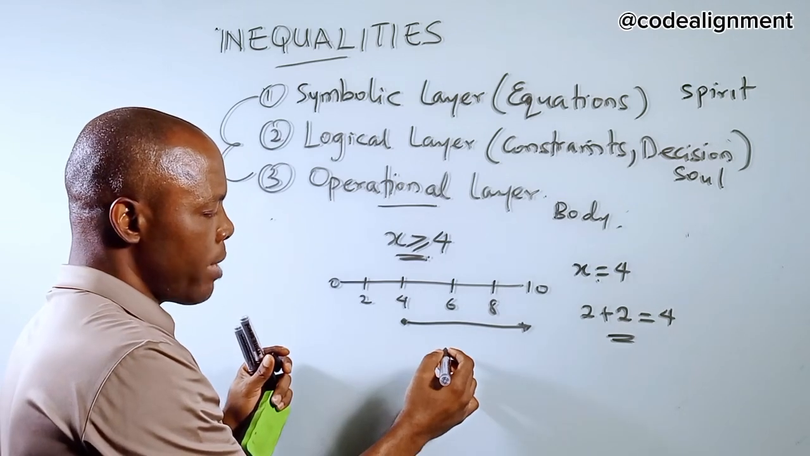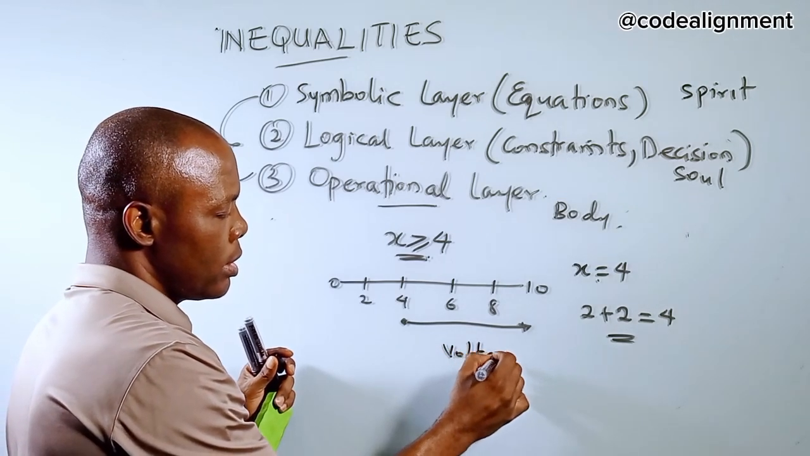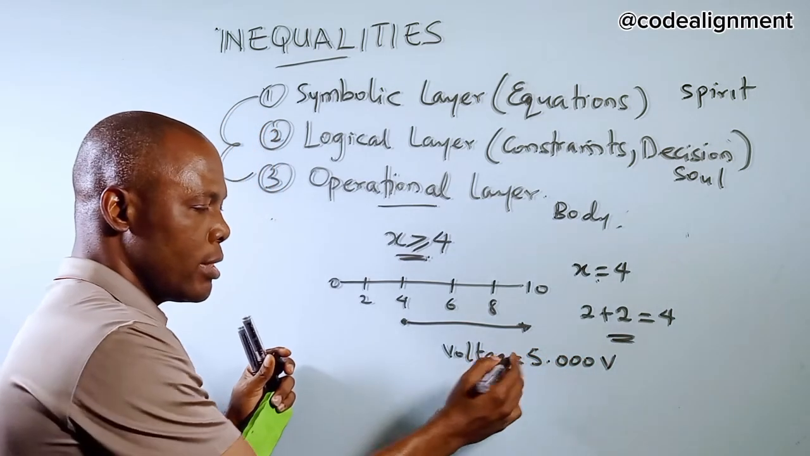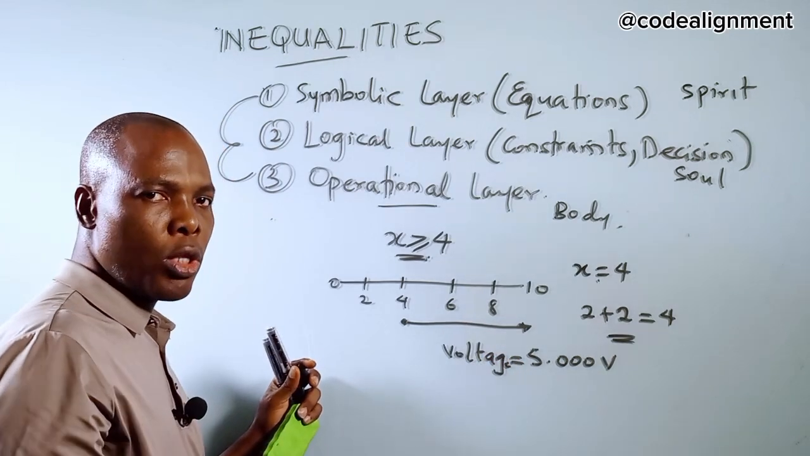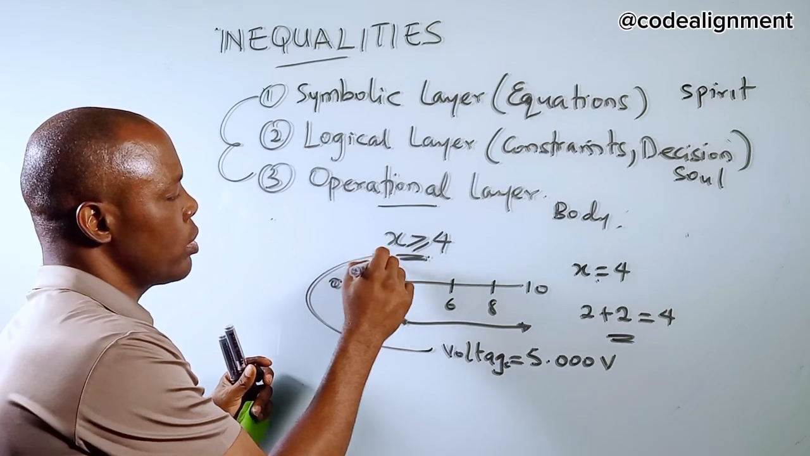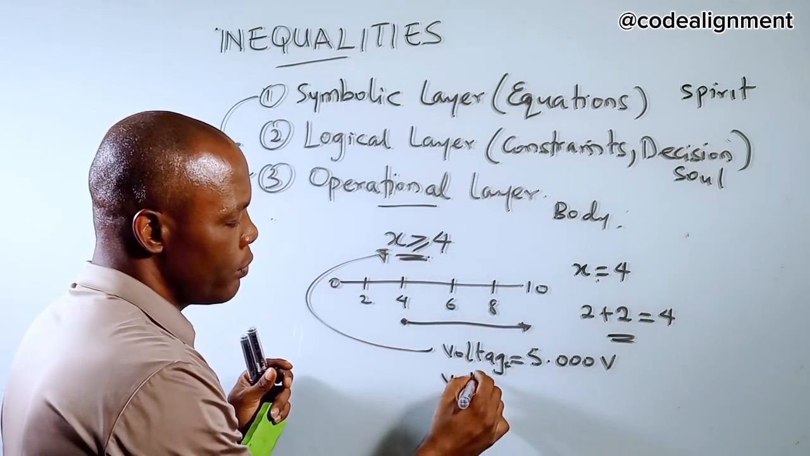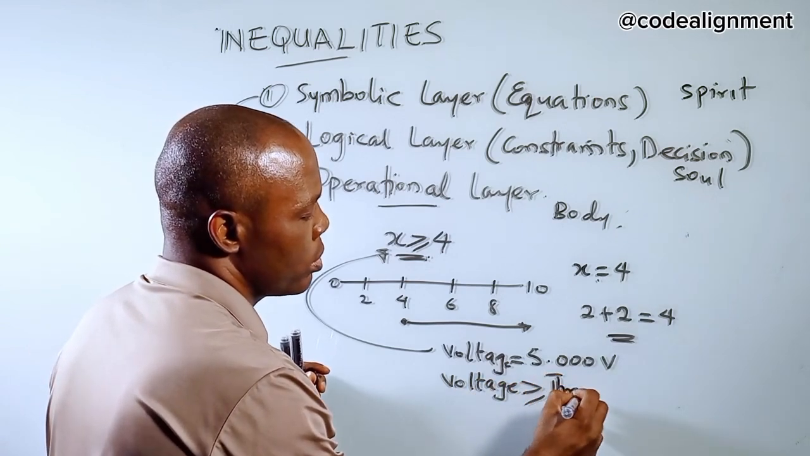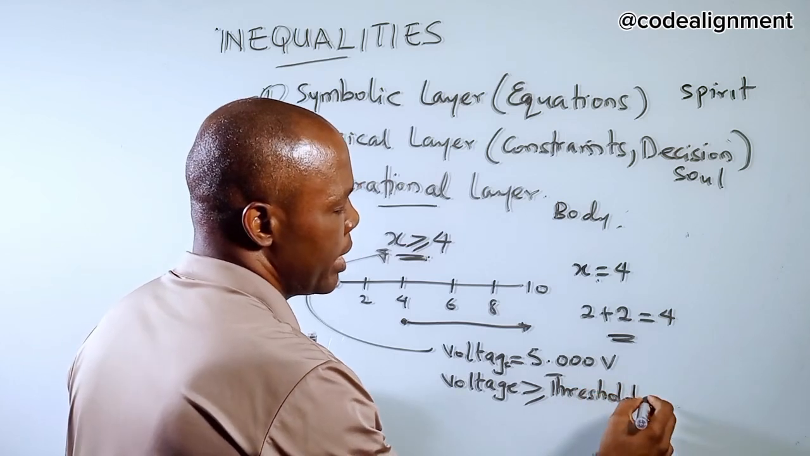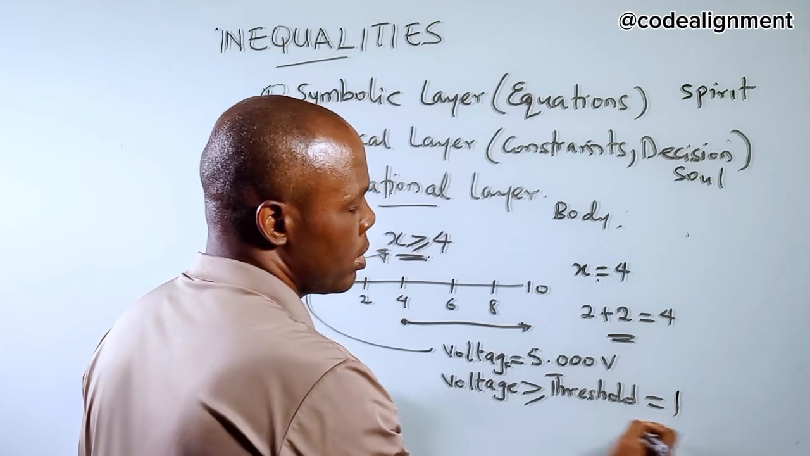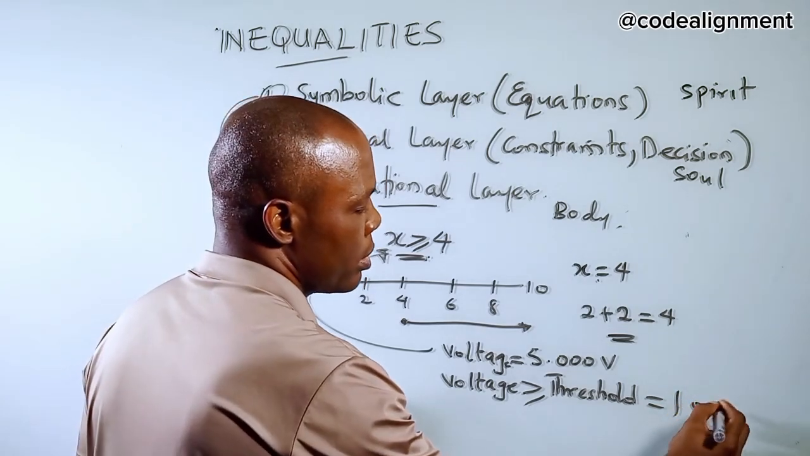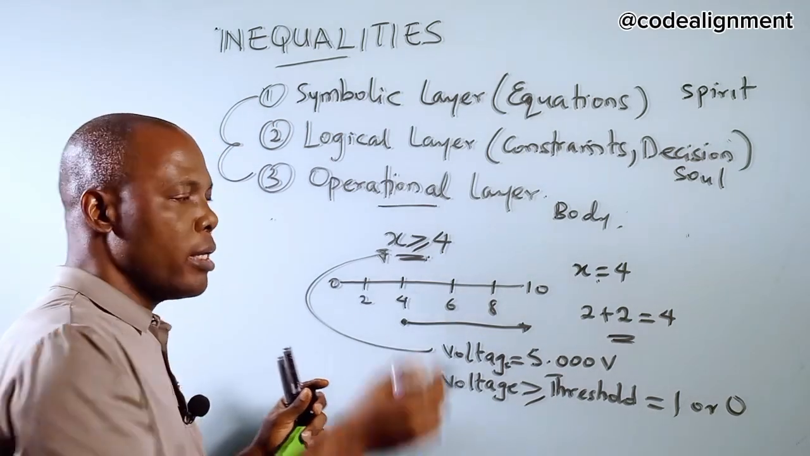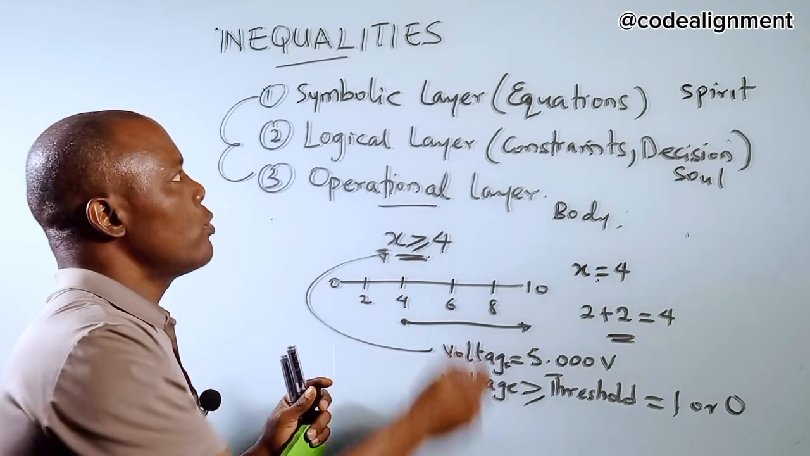It is not possible for a machine to say voltage equals to 5 volts, 0.000 volt. This is not very accurate. So what does the machine do? Machine will have to depend on what? Inequality, by saying voltage is greater or equals to threshold. Then you take a decision of 1, or 0 if it is lesser. So to guide the machine to take a decision in the physical realm, we have to use inequality.